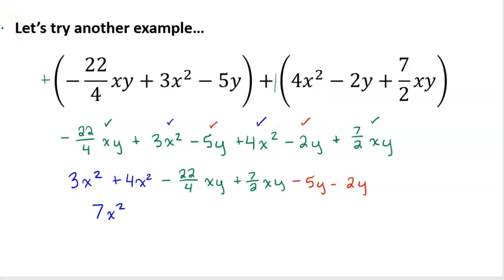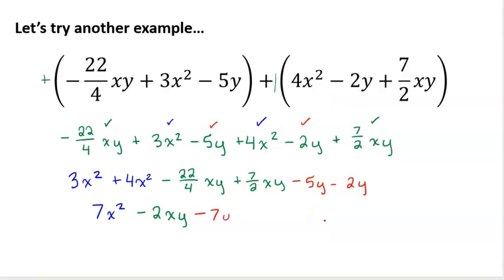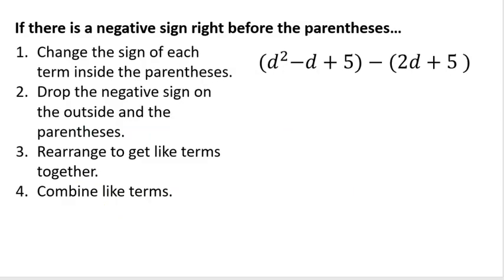Negative 22 over 4 plus 7 over 2 is negative 2, and then we're going to keep our ending. And then I have negative 5 minus 2, and that gives me negative 7. So lean in on your calculator. I can't emphasize that enough. All right, here we go.